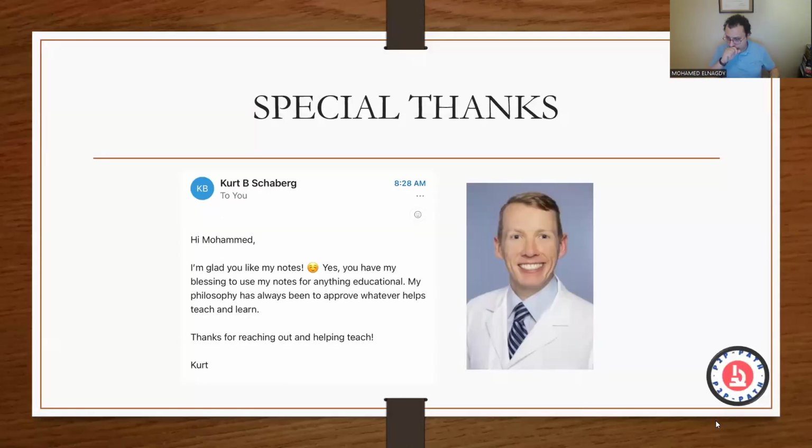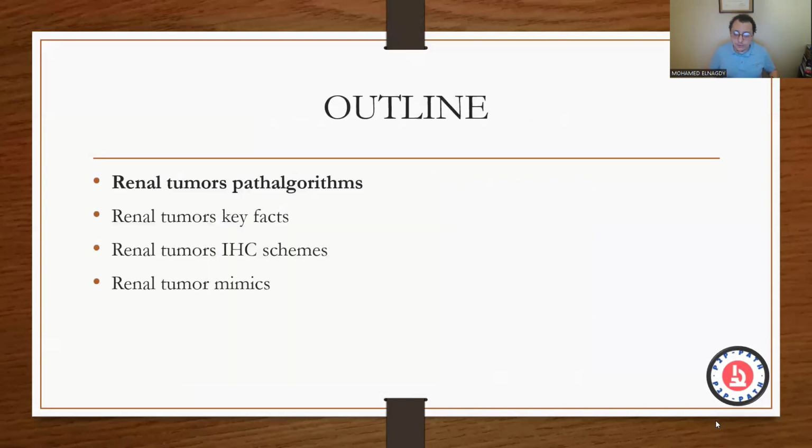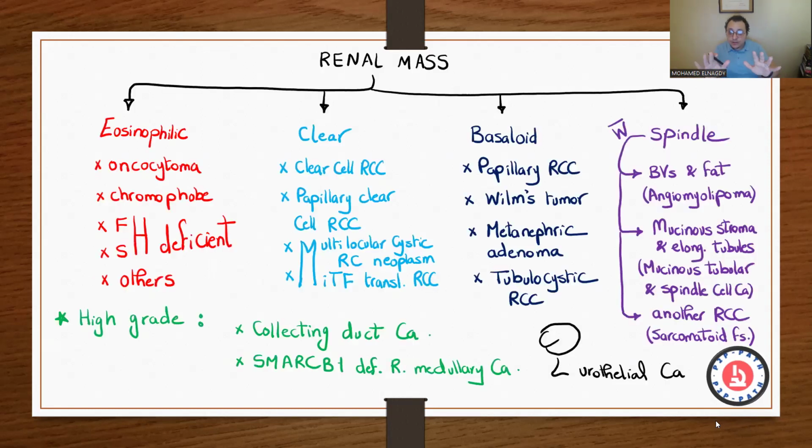So first, we started with the path algorithms, where I gave you some mind maps of how you can reach a diagnosis. And once you reach a diagnosis, you can build upon this in realizing what kind of IHCs you need to order in order to confirm your diagnosis or to differentiate two confusing diagnoses from each other. And the key facts that you need to remember for your boards or for the sake of questions, like what's the associated syndrome, or what is the mutation which is there, like a molecular signature or something like this. And we started with this algorithm.